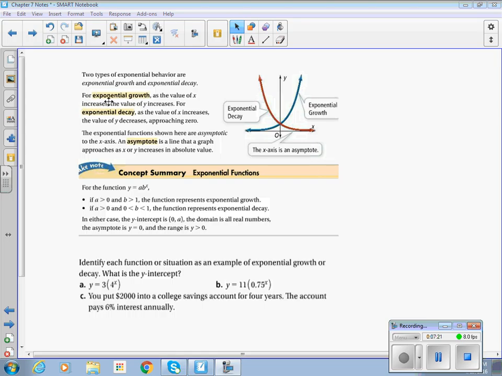For exponential growth, as the value of x increases, the value of y also increases. For exponential decay, the value of x increases and y decreases, and it actually approaches 0. The exponential functions here are asymptotic to the x-axis. An asymptote, this is new for us, definitely going to highlight it. An asymptote is a line that a graph approaches as x or y increases in absolute value.